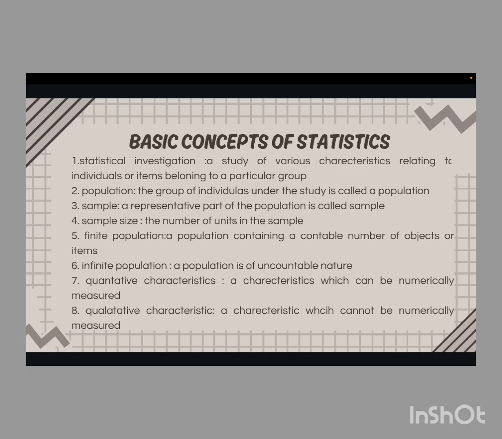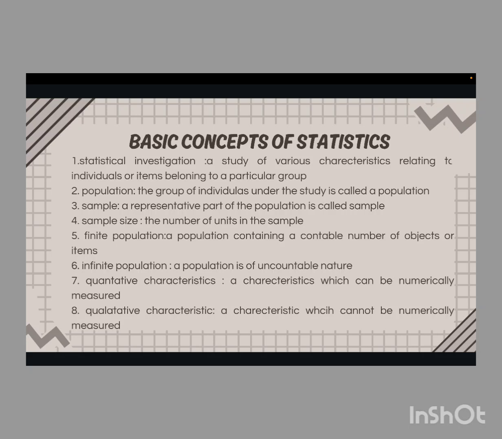Sample. So if I'm studying a class of 50 students, in that, I only study a representative part. Selected students. Maybe out of 50, I'm only studying 15 students. So that is a representative part of the population. Out of the whole population, I'm only studying 15 students, so they are the representative part of the population, and they are called a sample. Sample size, the number of units. So out of 50, 15, the number 15 is the sample size, the number of units in the sample.